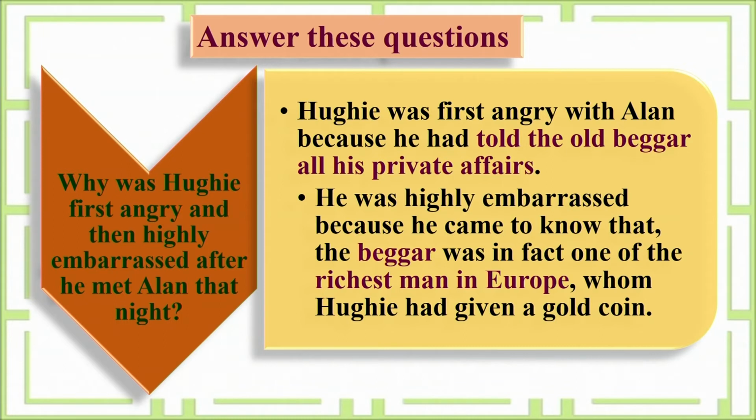Whose private affairs? Hughie's private affairs. What were his private affairs? Yes, that he loved the girl named Laura. He was one of his friends. And why did he feel embarrassed later? Why did Hughie feel embarrassed? He felt embarrassed because he had spared a gold coin for the beggar, but the beggar was the richest man in Europe. After knowing that he was the richest man, he felt very sad that he had spared a gold coin to this rich man who posed as a beggar for the painting of Alan Trevor.